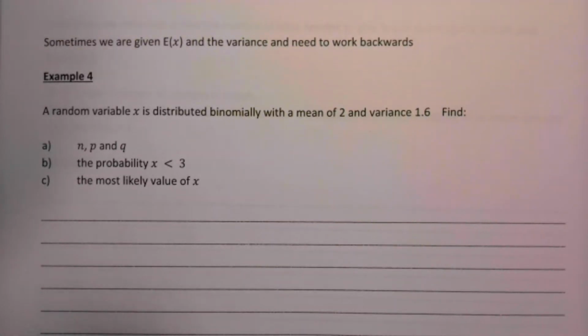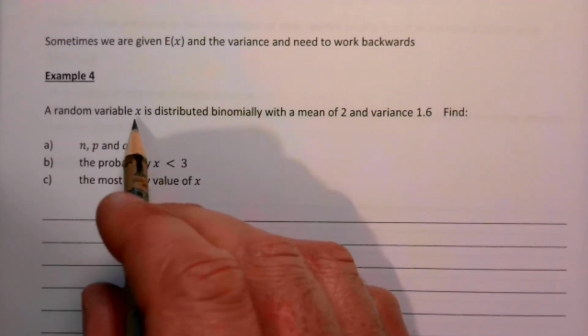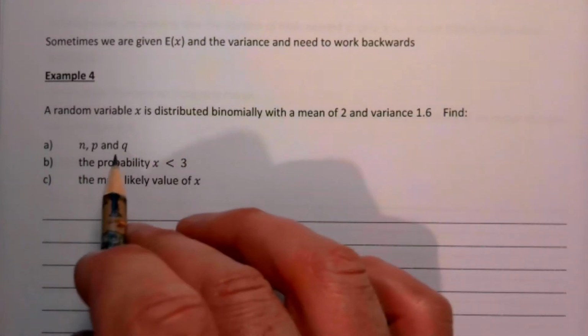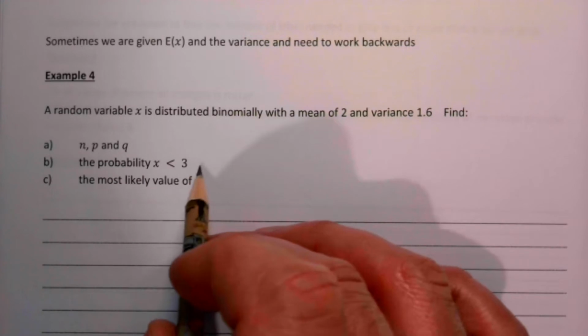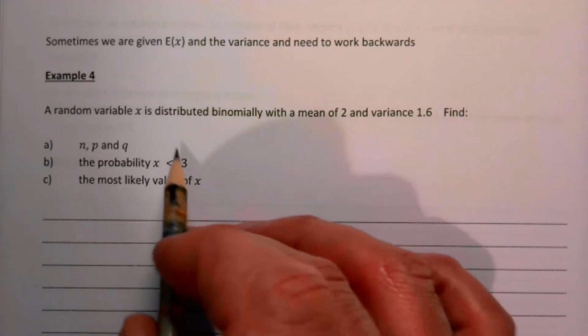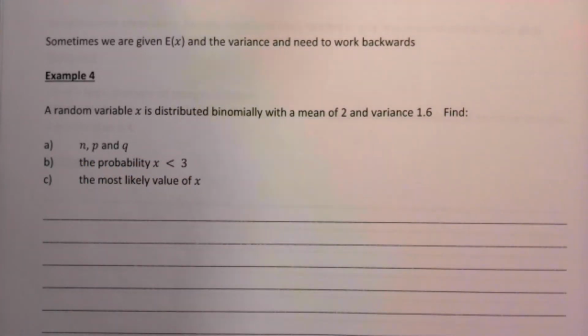This is AS Stats. We are on Unit 5, the binomial distribution, and we are on example 4. It says sometimes we are given E, the expectation of x, and the variance, and need to work backwards. A random variable x is distributed binomially with a mean of 2 and a variance of 1.6. Find n, p, and q, and then the probability of x less than 3, and the most likely value of x. So obviously we can do part B and C if we get our n, p, and q, so we need to suss out how we're going to do that.